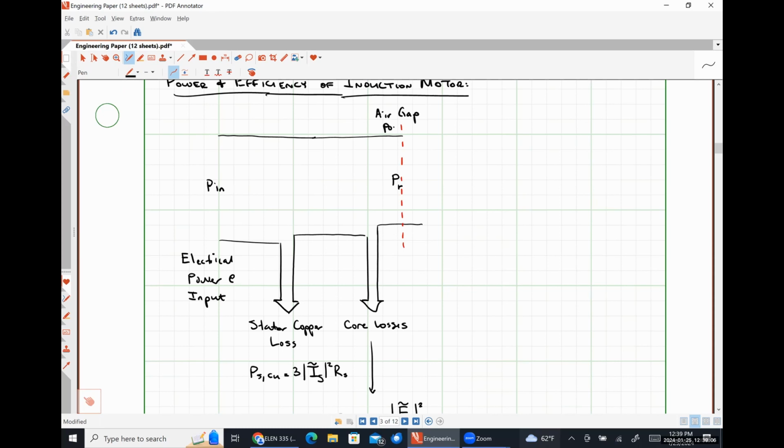I'm going to write down up here: this is the amount of power that crosses the air gap. So that's delivered to our rotor to perform some mechanical work while also taking into account any other losses that we might have. All right, so now I'm going to have some losses from the windings of my rotor.